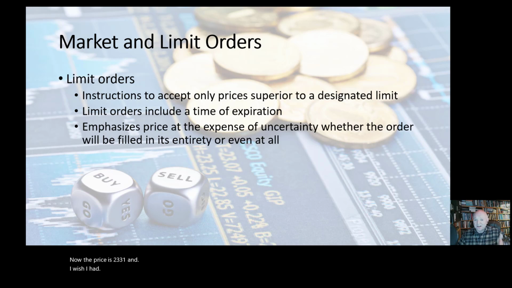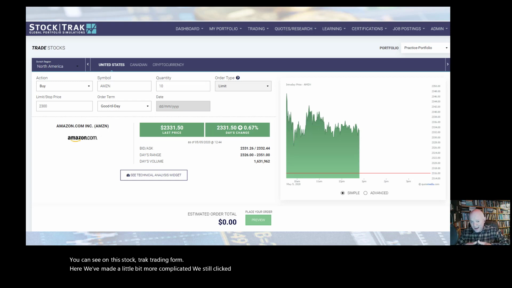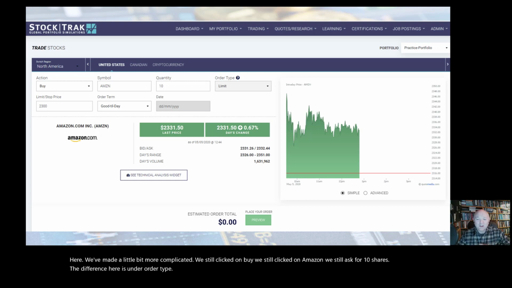So a market order gives you the certainty or near certainty of completion. With a limit order, there's always going to be some uncertainty. You can see on the StockTrak trading form, here we've made it a little bit more complicated. We still clicked on buy, we still clicked on Amazon, we still asked for 10 shares. The difference here is under order type, I clicked on the down arrow.